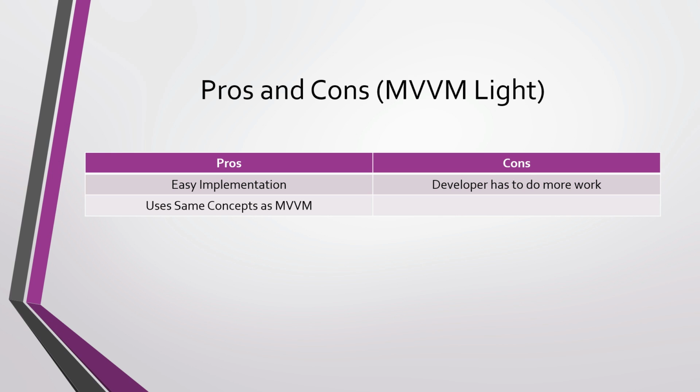About the cons, because it's easy to implement, it doesn't solve all the problems. So the developer still has to do a lot of work in order to make the MVVM work correctly, especially if it's a large project or something. So these are the pros and cons of the MVVM Lite toolkit.